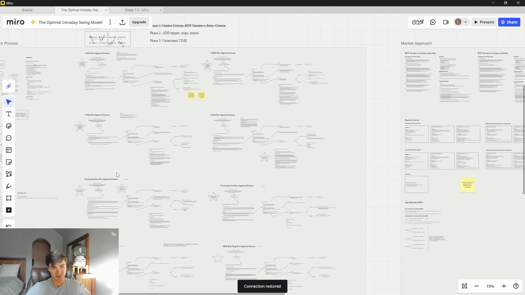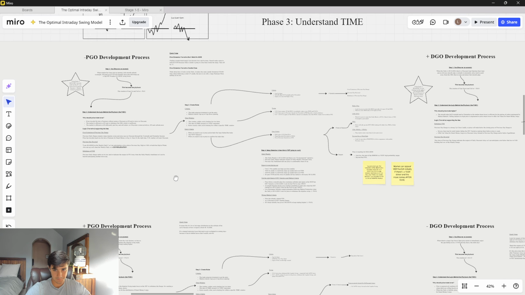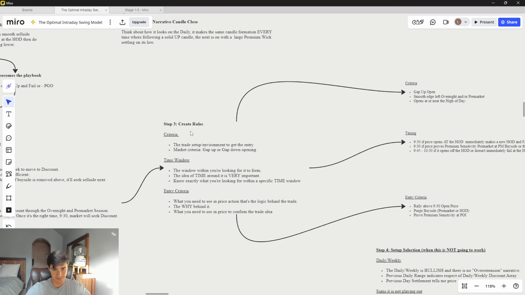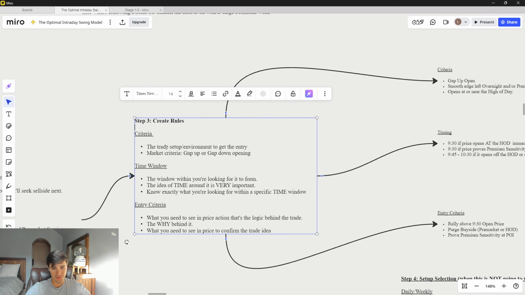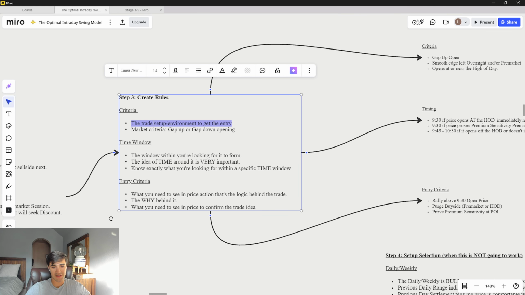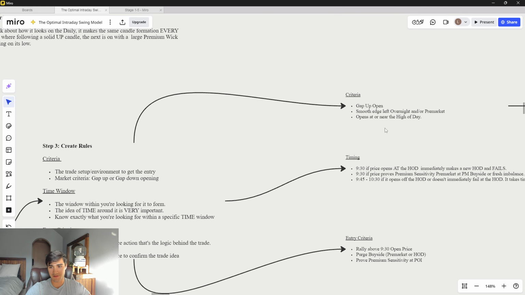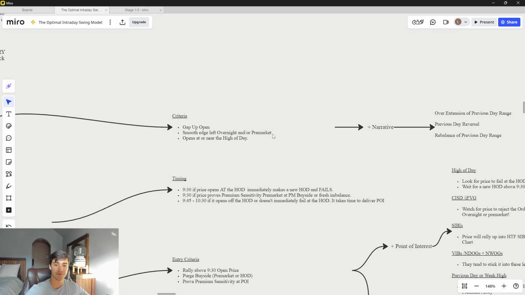So if we go to the actual work that I've done to define this playbook, when I'm creating my rules, right? Step 3, creating rules. Criteria, the trade setup / environment to get to the entry. Now, if we look at what that is, it's simply how the market is setting up in the overnight and pre-market session before 9:30. So just a few common characteristics in price that the market shows that are similar between each one of these examples of this anomaly that I'm trying to make sense of, right?